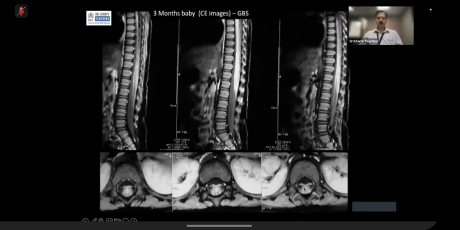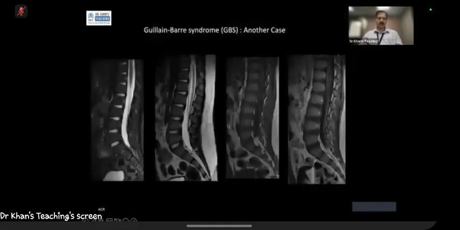Guillain-Barré syndrome is an acute ascending infection. It goes from down upwards. Another case of Guillain-Barré.